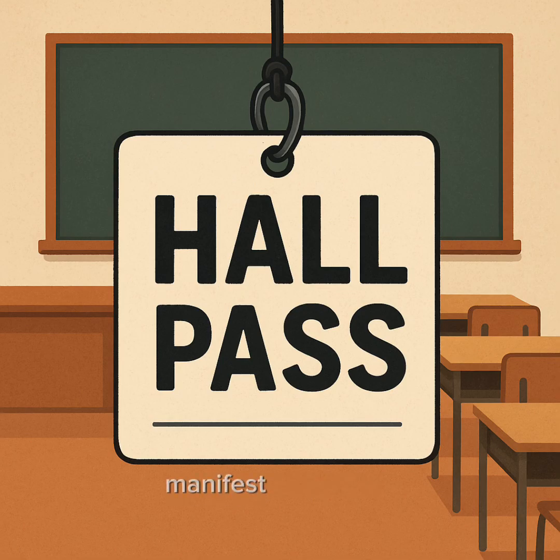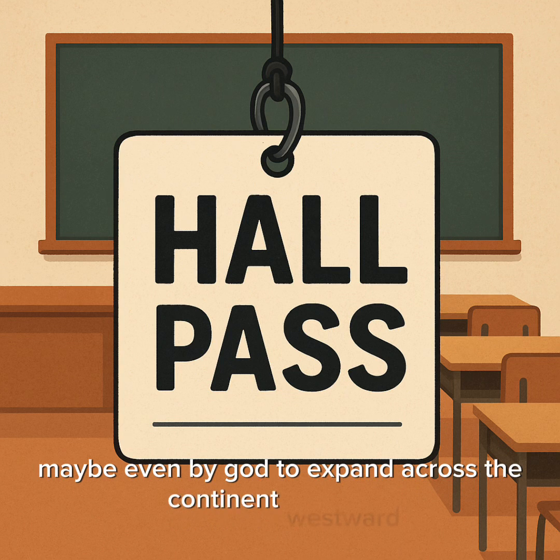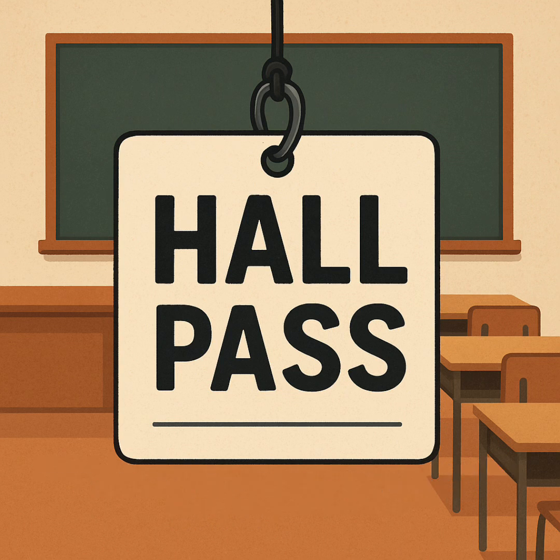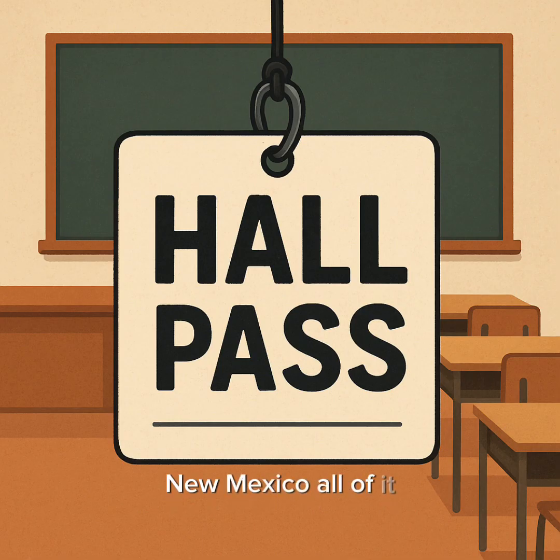Ideological, manifest destiny. Manifest destiny, yeah. It's crucial to understand this wasn't just a policy. For many Americans, it was this powerful, almost spiritual belief. The idea that the U.S. was destined, maybe even by God, to expand across the continent westward, all the way to the Pacific Ocean. Wow. So less a political goal and more like fate? Kind of, yeah. And that belief directly fueled the push to get more land. California, New Mexico, all of it. Which, of course, meant conflict with Mexico, who actually controlled that land. That makes sense. A powerful driver.